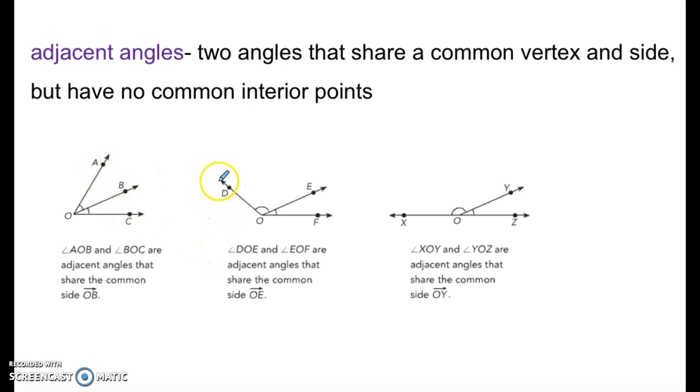Same here. DOE is adjacent to EOF. They share the common side OE. And in the third example, EOY is adjacent to YOZ because they share the common side OY and they have none of the same interior points, as you can see.